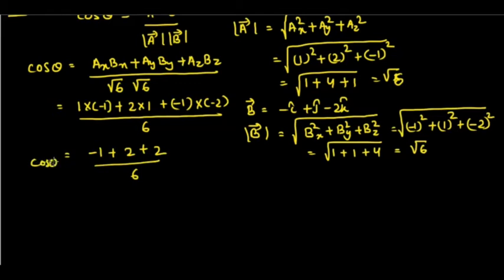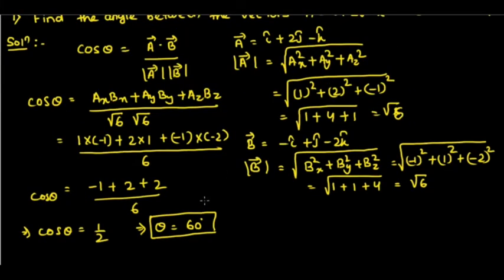So cos theta is equal to how much? 2 plus 2 is 4, 4 minus 1 is 3, and 3 by 6 will be half. So cos theta value is 1 by 2, which means theta value will be 60 degree, because we know that cos 60 is equal to half. So in this method we have found that the angle between the two vectors a and b is 60 degree. So in this way you can solve this question, and now we will proceed to the next one.